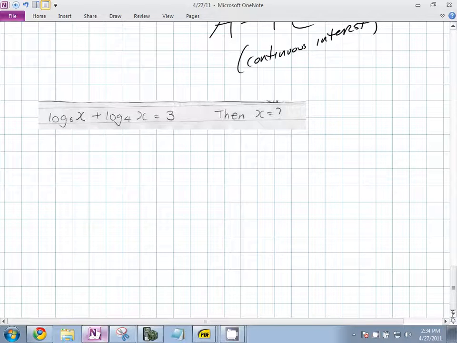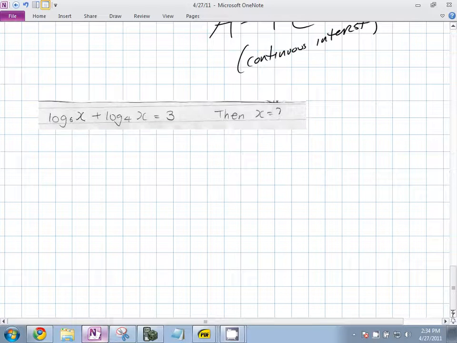What base should we aim for? 10. Do we have to add in a third base? We don't have to. What do you want to use? We could use 4 or 6. I like using the smaller number, so let's just use base 4.